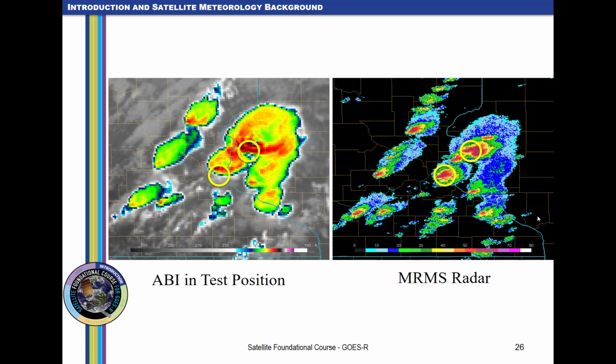Here's an example comparing GOES-R infrared data from the test position at 89.5 west with MRMS radar. Note that the echo cores are offset from where the coldest cloud tops exist. Those yellow circles are in the exact same location on either image. Remember parallax shift if you're on the satellite during an event when radar is also being used. You should be able to accustom yourself to typical parallax shifts in your WFO.